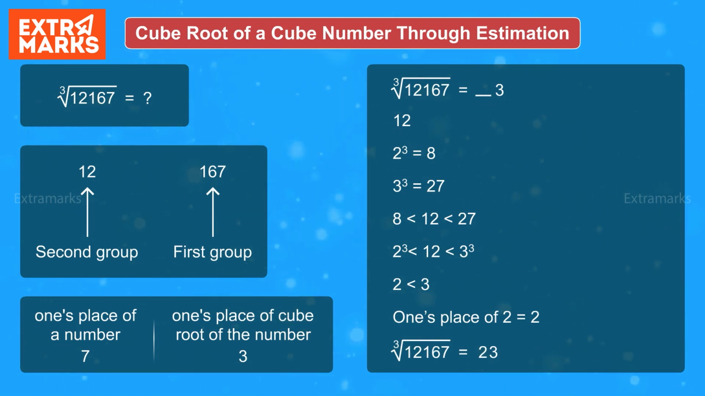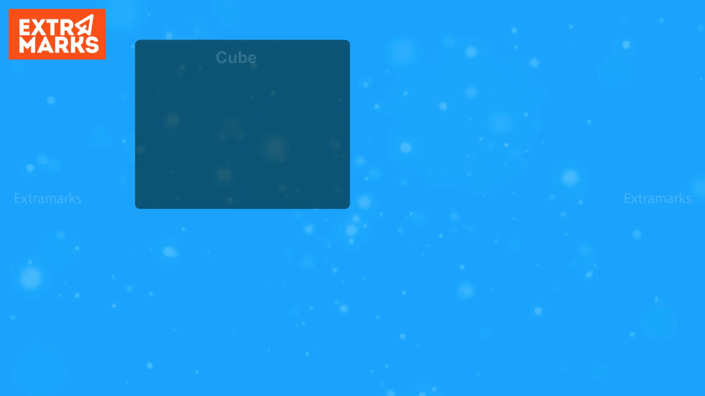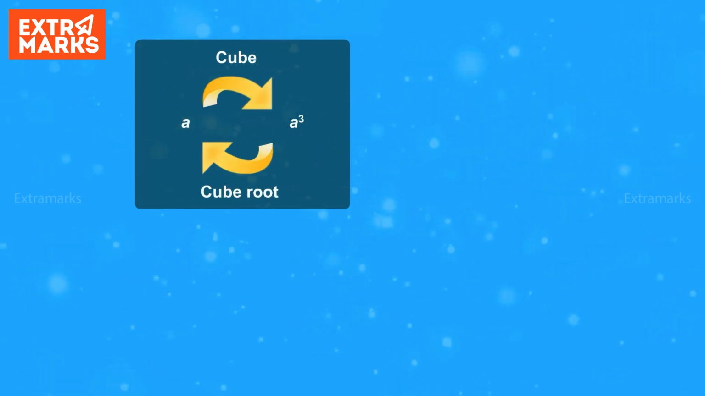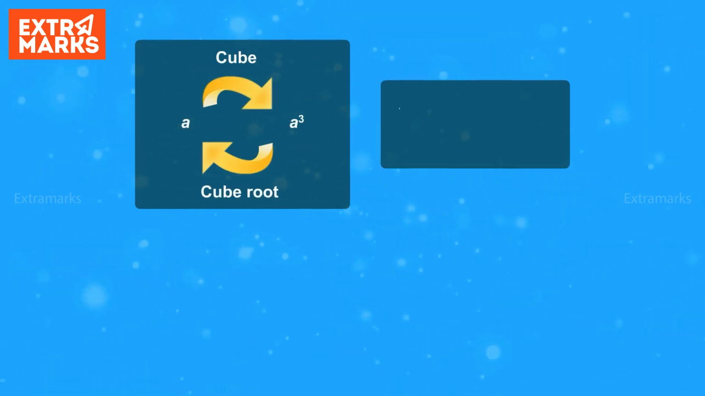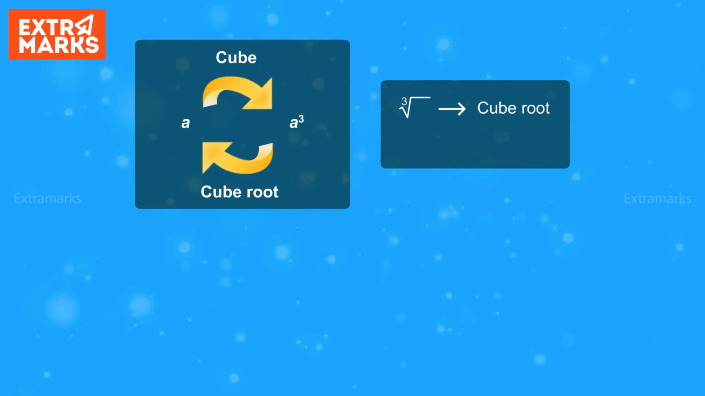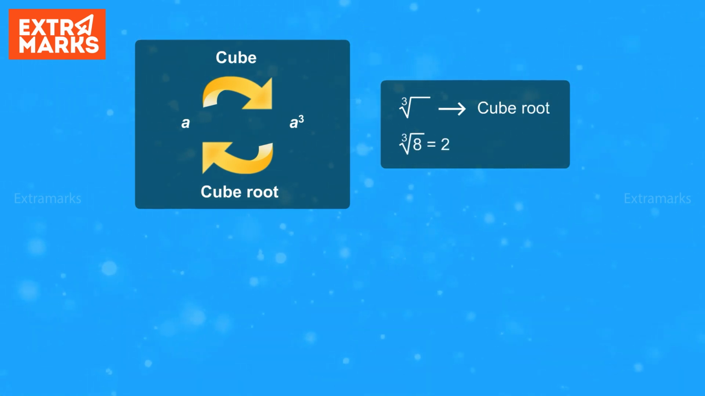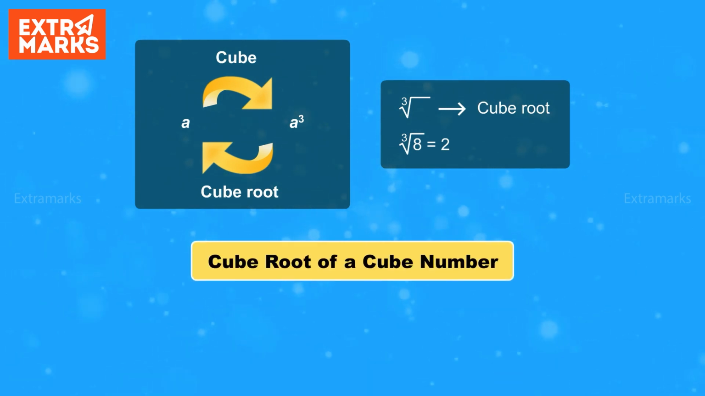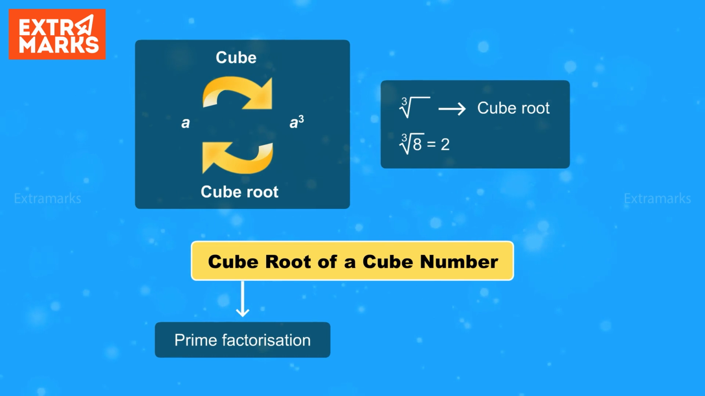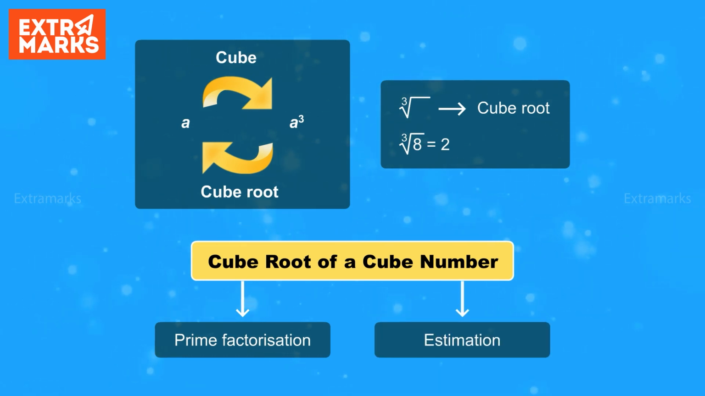Let's have a quick recap of what we have learned. Finding cube root is the inverse operation of finding the cube. The symbol shown here denotes cube root. For example, cube root of 8 can be written as shown here. We can find the cube root of a cube number by 2 methods. One is prime factorization and the other is estimation.